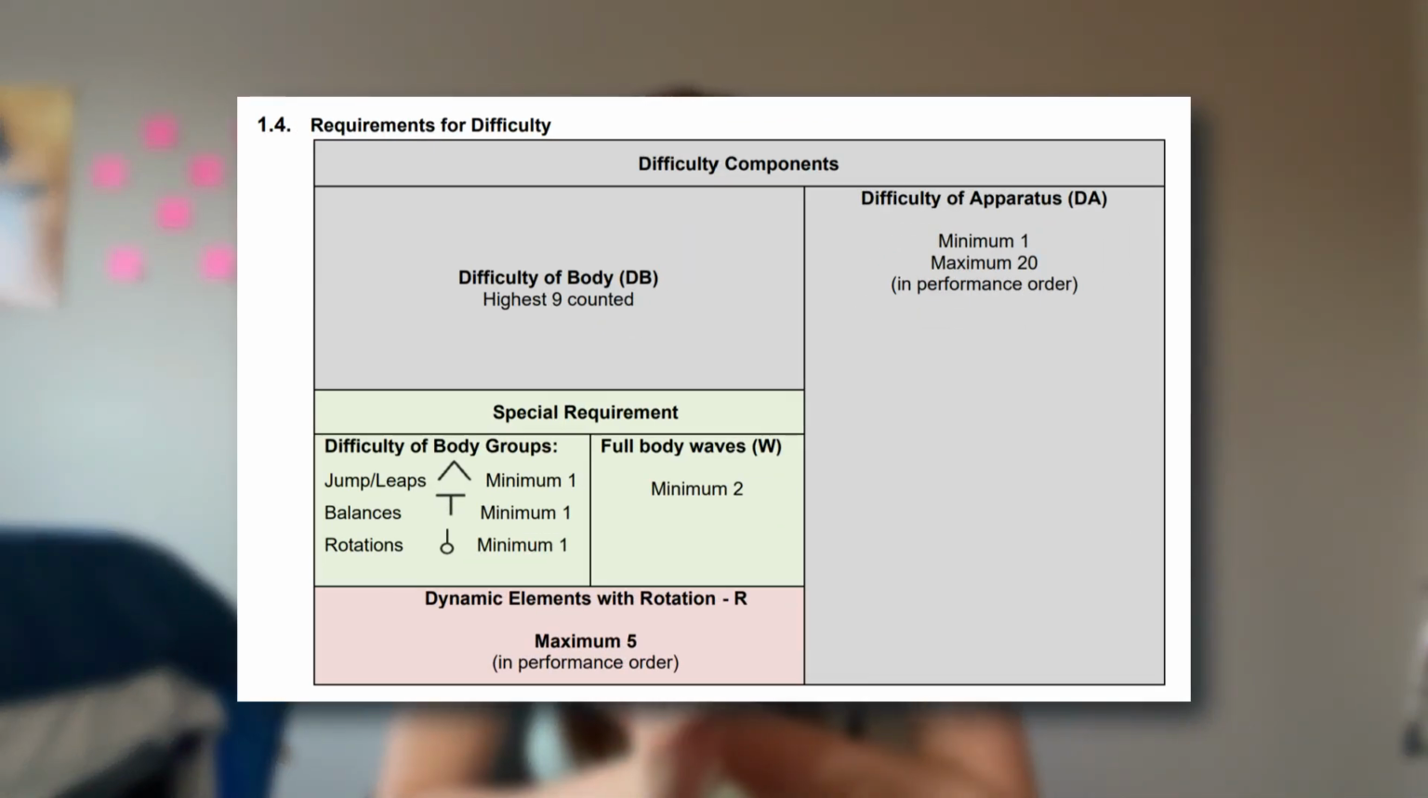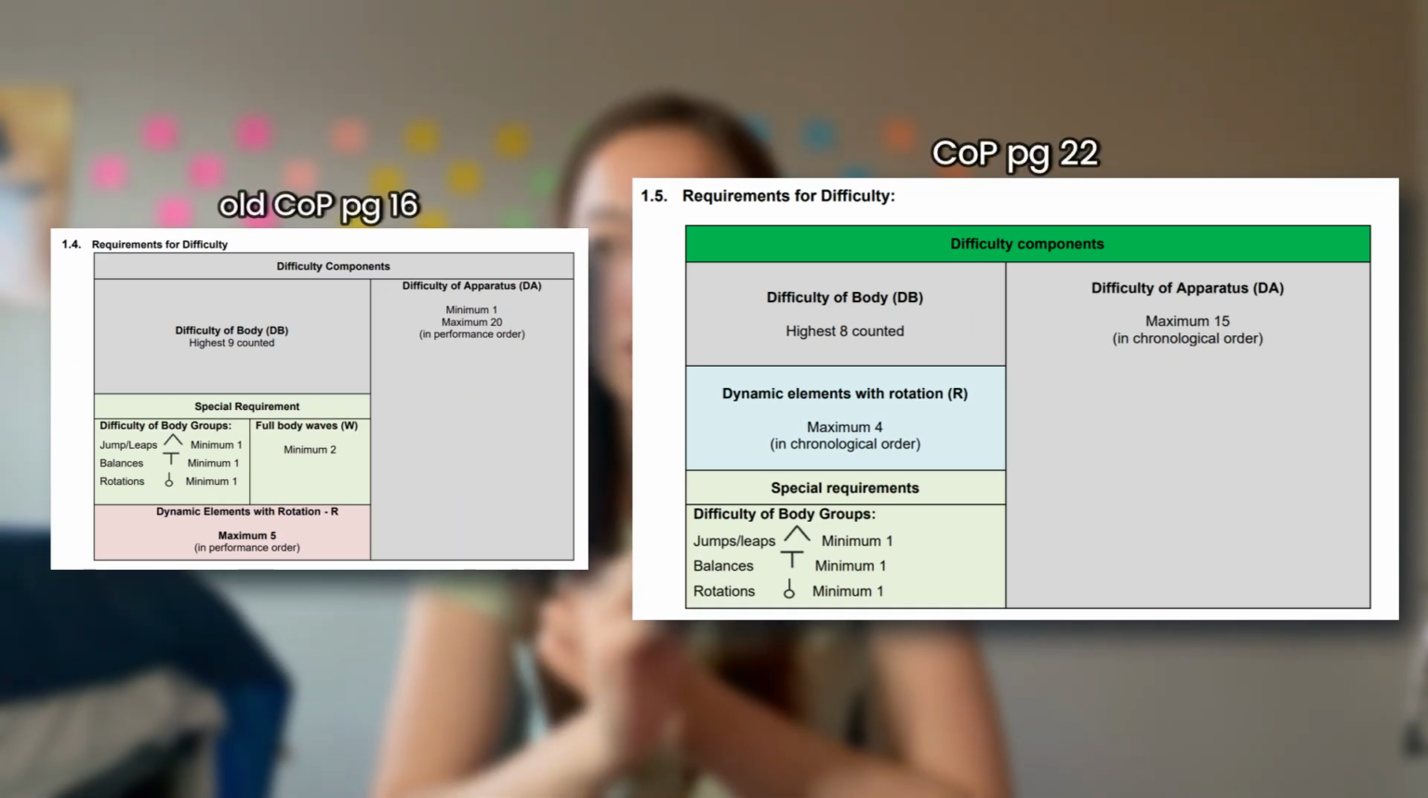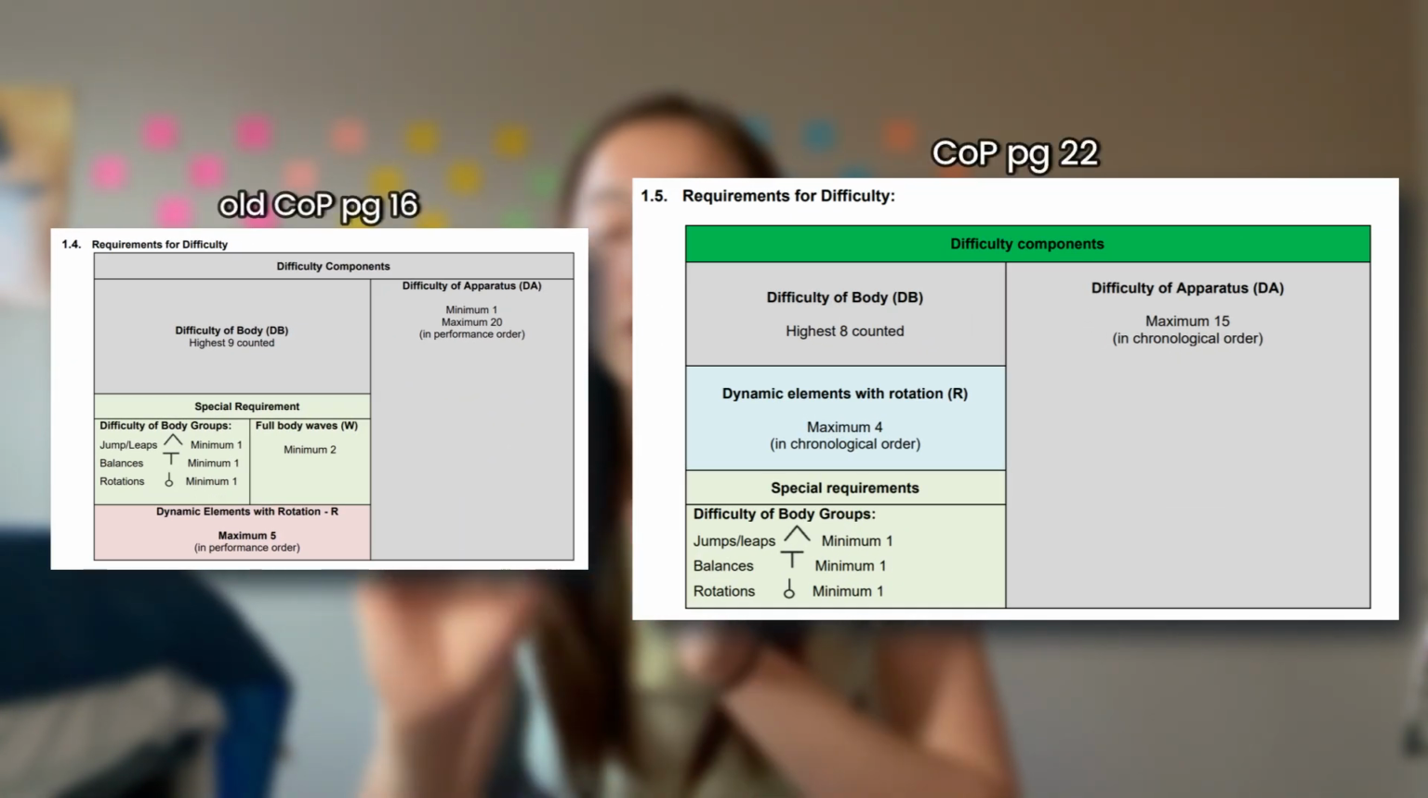So one big change that is also happening this code of points is that there are new limits to the number of body difficulties, apparatus difficulties, so masteries, and risks that you can have in your routines. In the last code of points, you were allowed for seniors to have 9 body difficulties, I believe 20 masteries or apparatus difficulties, and 5 risks. You can now only have 8 body difficulties in your routine, 15 apparatus difficulties, and 4 risks.